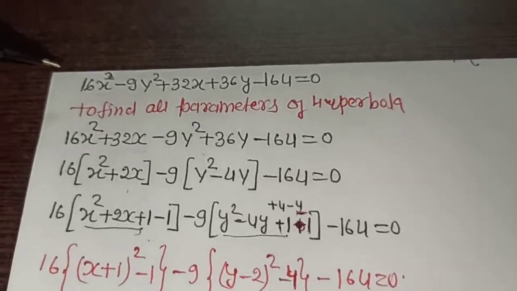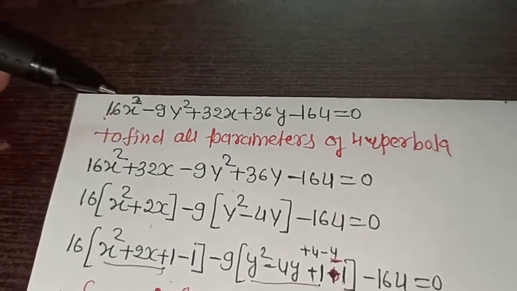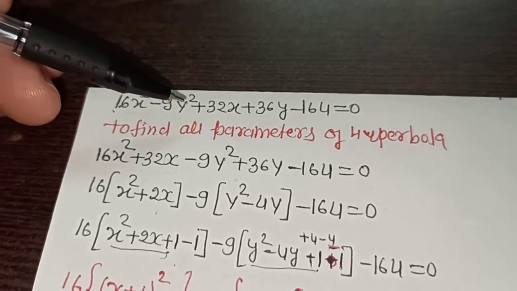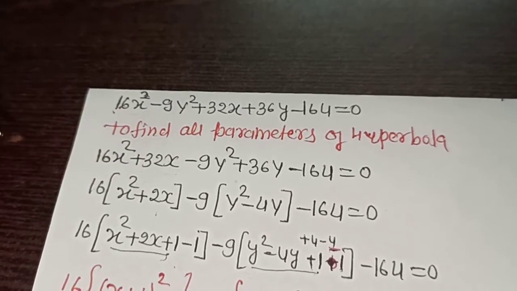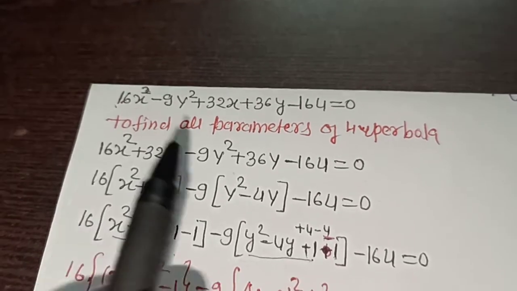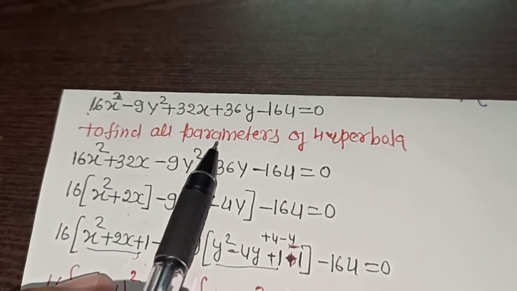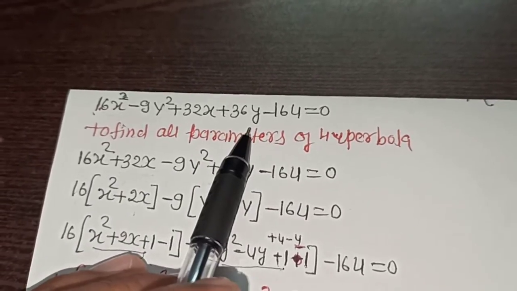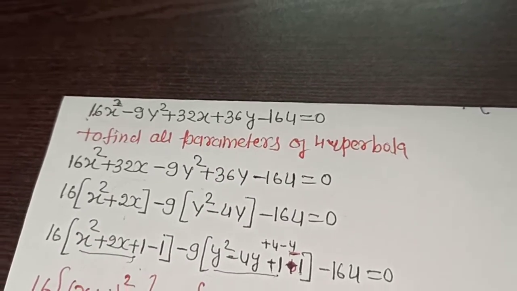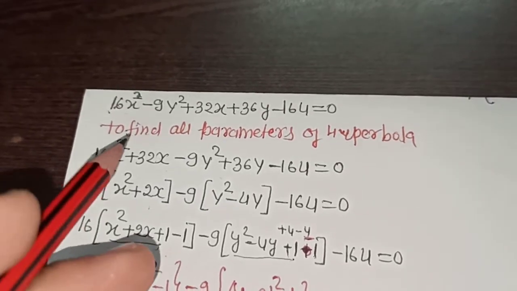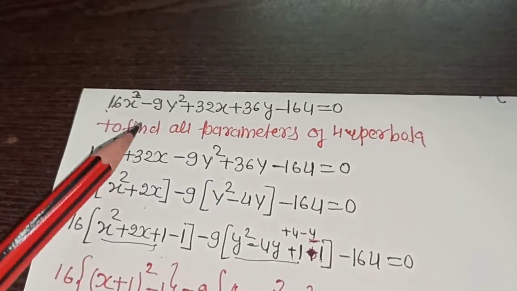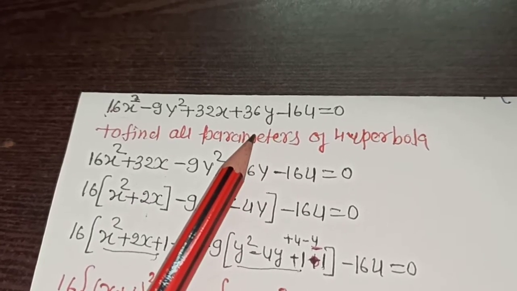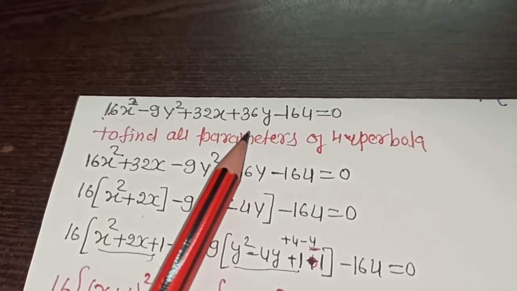In this problem, it is given that 16x square minus 9y square plus 32x plus 36y minus 164, and now we have to find all the parameters of this hyperbola. So you can see that the equation of the hyperbola is given, and now we have to find all the parameters. First of all, you know the rule of this type of equation, how to solve the hyperbola equation.